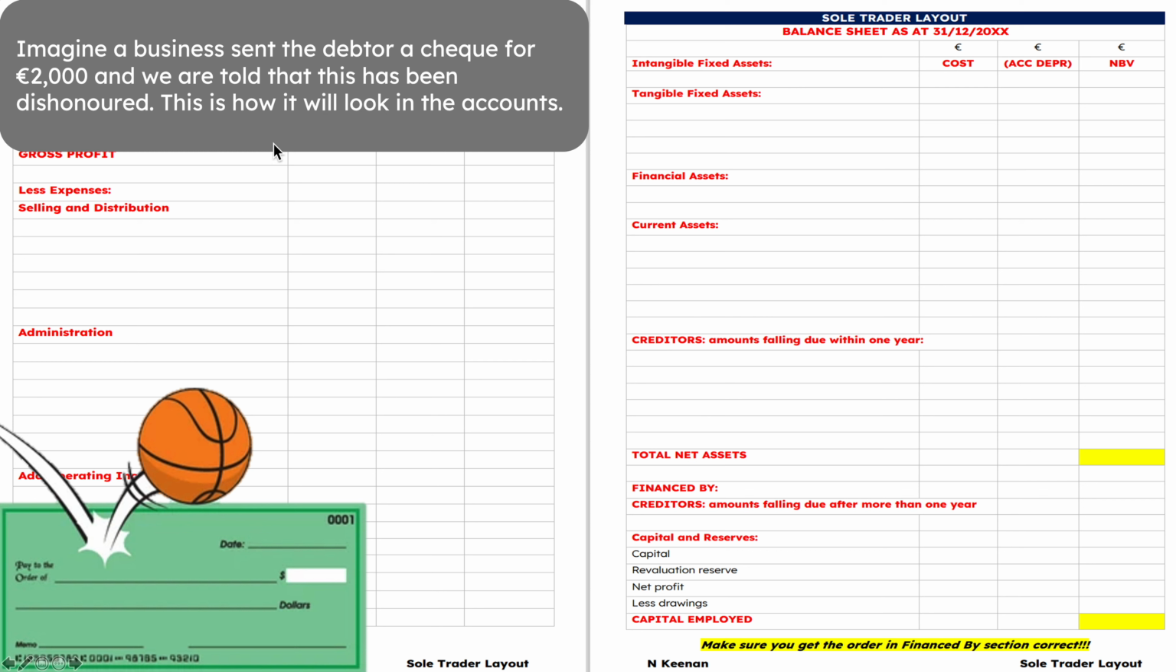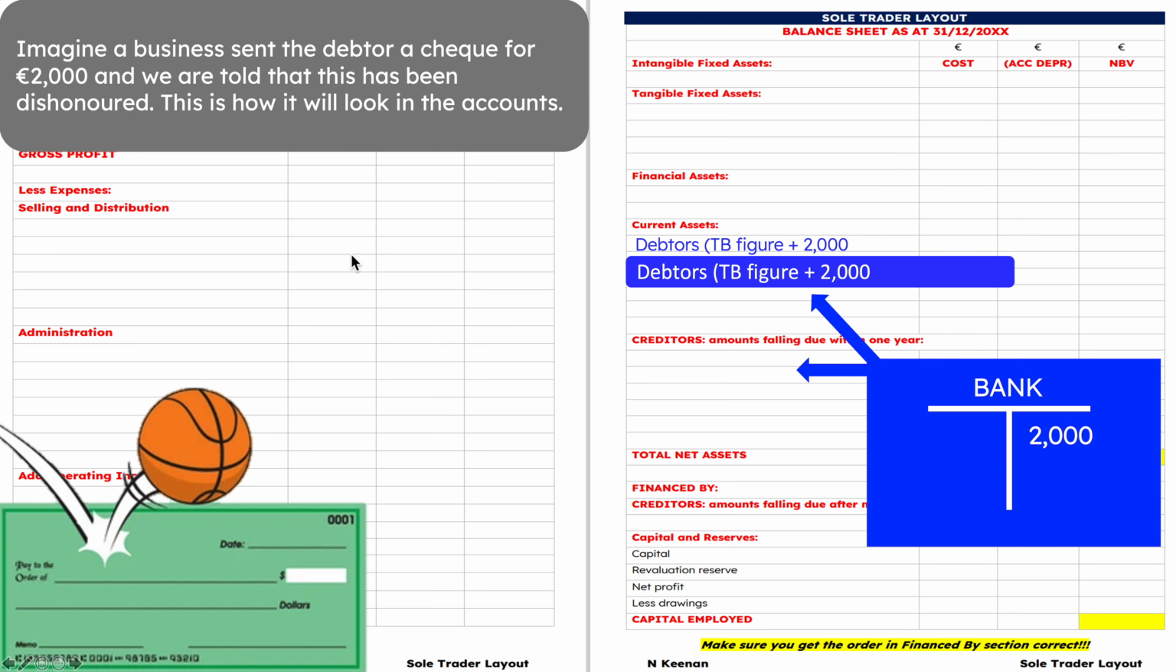So imagine a business sent the debtor a cheque for €2,000 and we are told that this has been dishonoured. So this is how it's going to look in the account. You've got your debtor's figure here. You add the 2,000 back to the debtor because that debtor owes you now again. And then what we do is we put it out of the bank account. So in is debit side, out is credit side. If it was a bank overdraft here, we would add the 2,000 to the bank overdraft. But if it was a bank current asset, we would minus that from the current assets there.